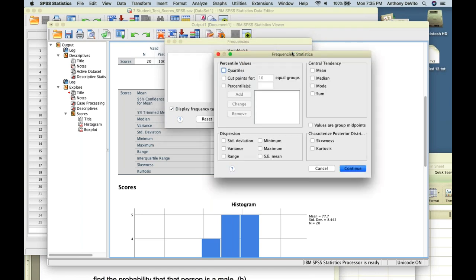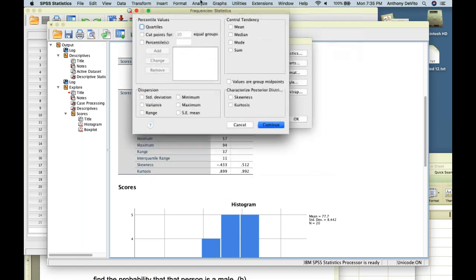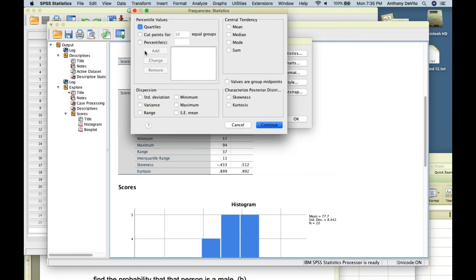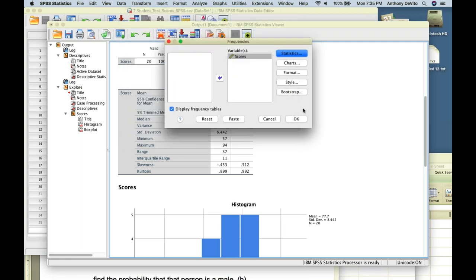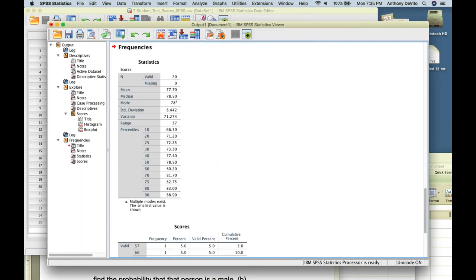If you click on Statistics, you can here ask it to calculate quartiles, calculate percentiles. If you click that one, it'll give you all the 10th percentiles, all the 10 percentages, 0, 10, and so forth. Mean, median, mode in this case, and standard deviation, variance. So you have some other stuff you can get from here. I click OK, and click OK here. And sure enough, here's all my statistics.